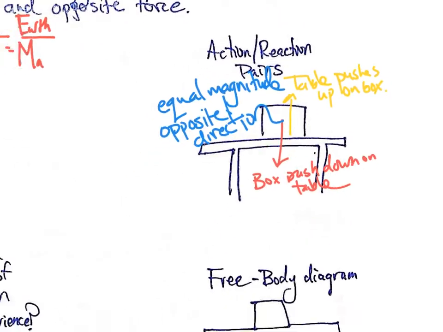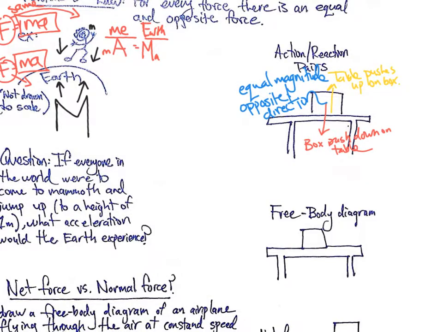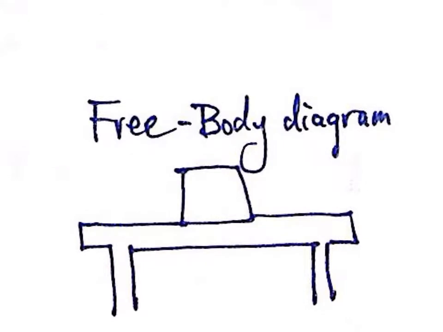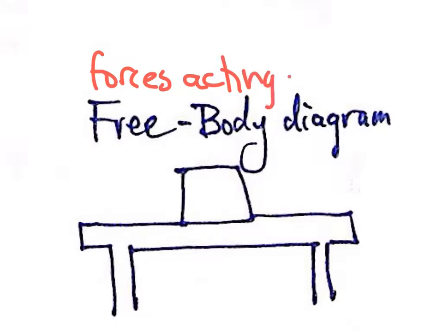So, action-reaction pairs, that's different from a free body diagram. And so we've talked about free body diagrams, or maybe we haven't, but the idea behind a free body diagram is we're pretending whatever object we're interested in is free of other stuff around it, okay? So, free body diagram for the box, we're just considering forces acting on object.